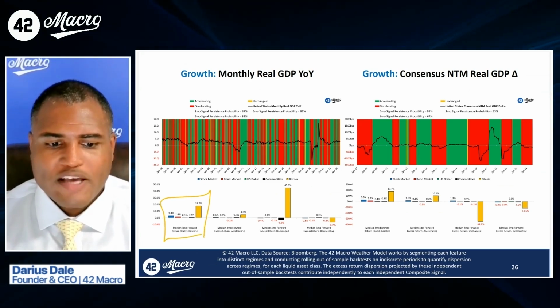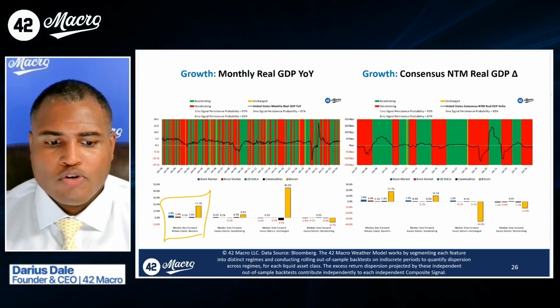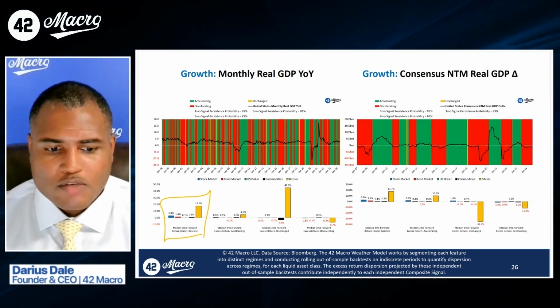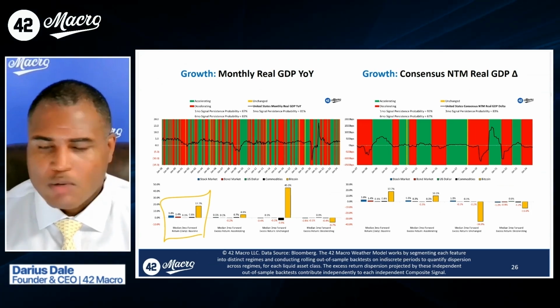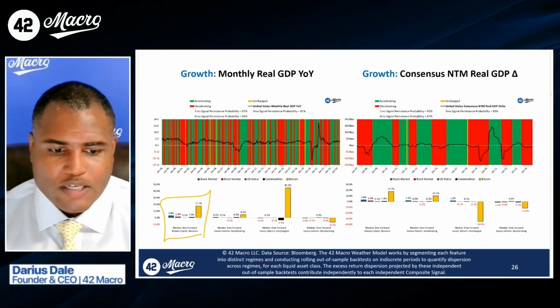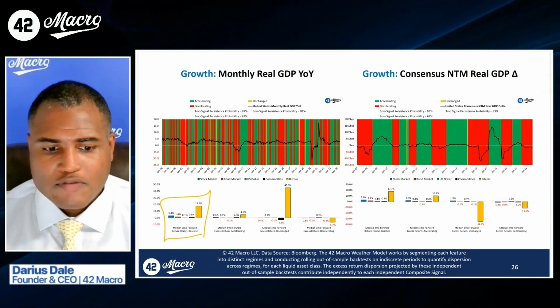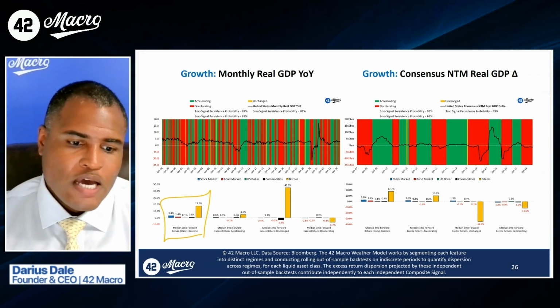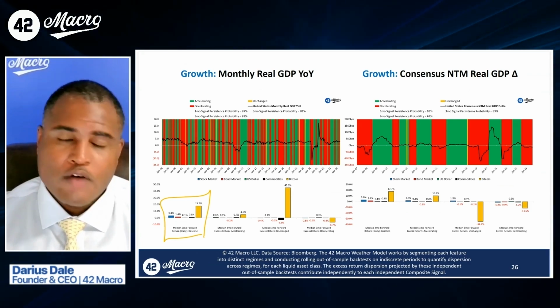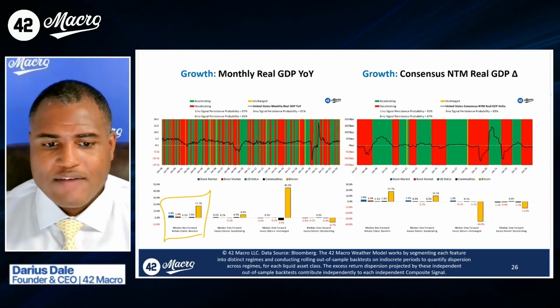The rolling 3-month forward baseline for the stock market is 3%. The rolling 3-month forward baseline for the bond market is 1.4% on a total return basis. The rolling 3-month forward return for the US dollar is 0.1%. The rolling 3-month return baseline for the commodities asset class is 0.8%. And then the rolling 3-month forward return for the Bitcoin asset class is about plus 17%.